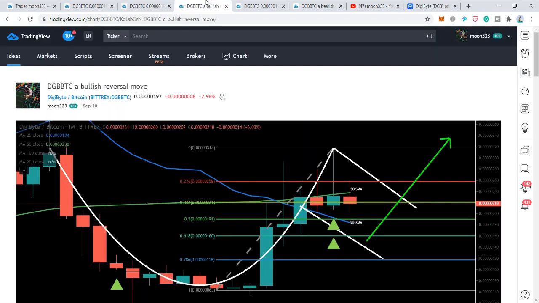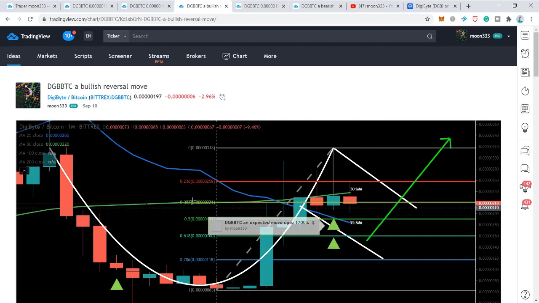Now, if we watch the monthly chart, then we have a very nice formation of the cup and handle pattern. And this is the resistance of the cup that we have at almost 318 satoshis. And after the formation of this cup, the price action has retraced between 0.382 to 0.50 Fibonacci. Maybe it will retrace up to 0.618 Fibonacci retracement level. But before that, we have this 25 simple moving average.